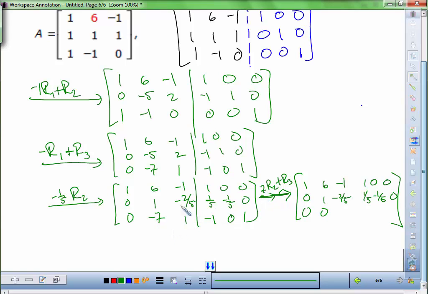So I multiply this by 7. I get negative 14/5. Negative 14/5 plus 1, nine fifths. And then 7/5 minus 1, 2/5, negative 7/5, and 1.